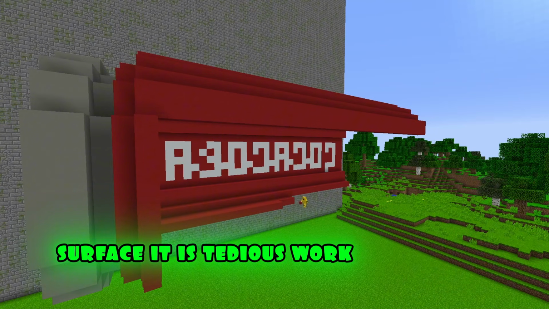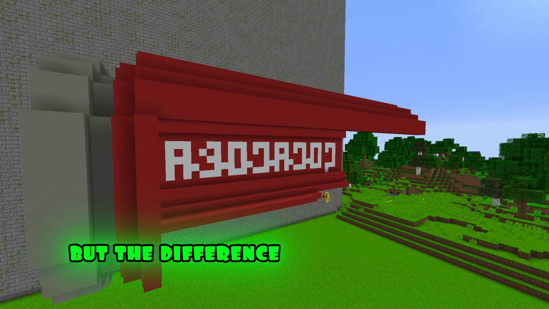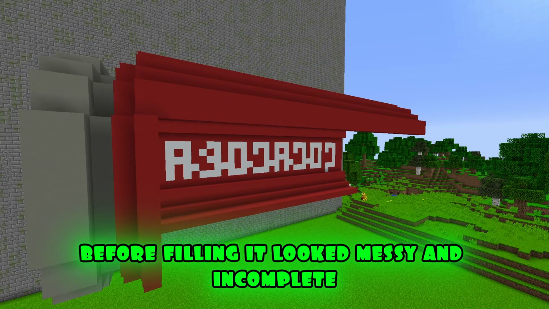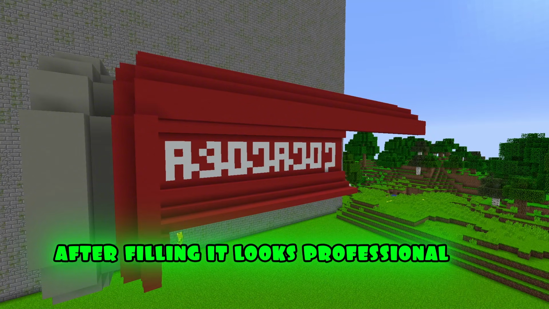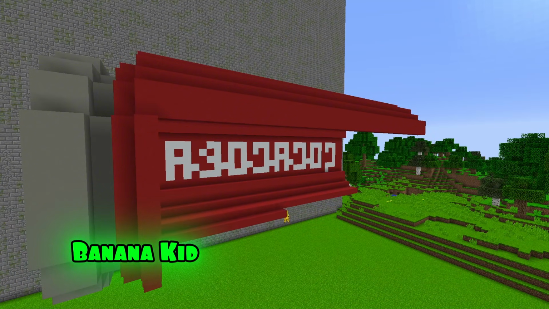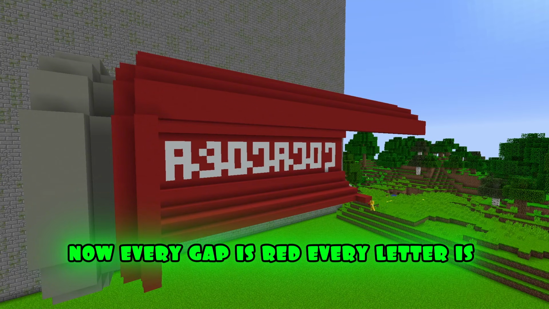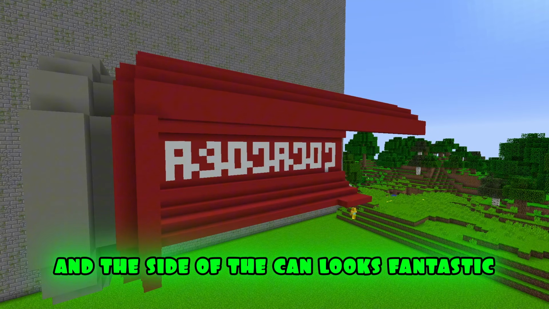It is tedious work, going block by block, but the difference it makes is night and day. Before filling, it looked messy and incomplete. After filling, it looks professional and clean. Banana Kid is almost done with the left side now. Every gap is red, every letter is white, and the side of the can looks fantastic.